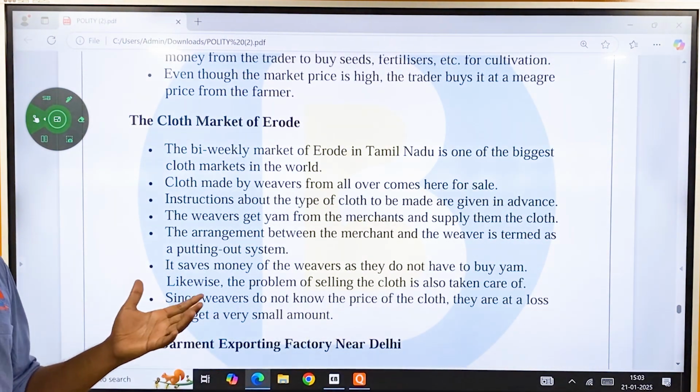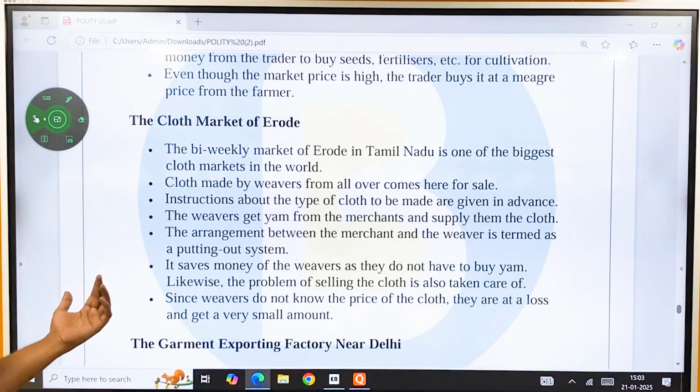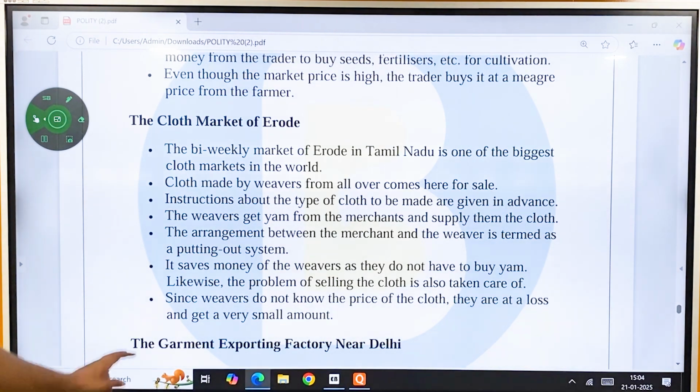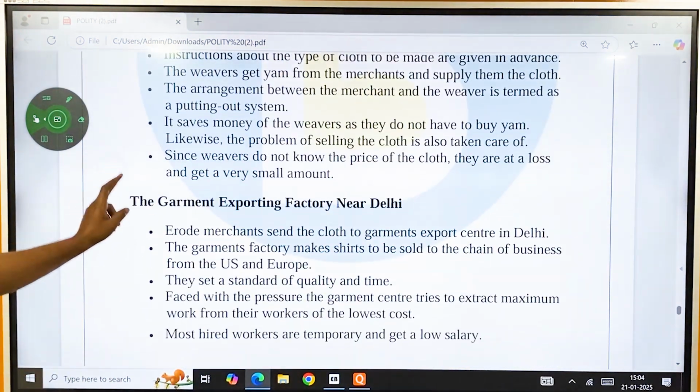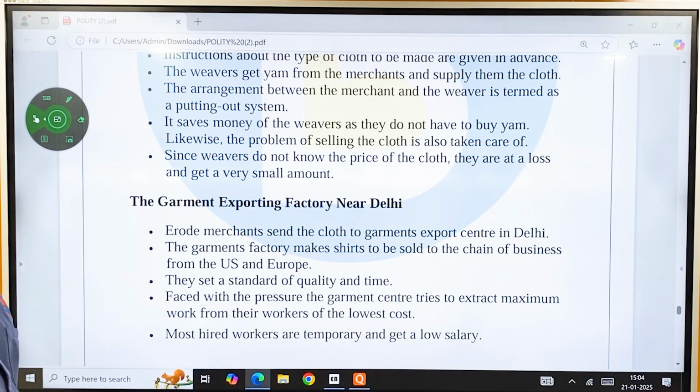The raw material here is yarn or cotton, and the finished product provided by the weavers is cloth. It saves money for the weavers as they do not have to buy yarn. Likewise, the problem of selling the cloth is also taken care of by the merchants. Since weavers do not know the price of the cloth, they are at a loss and get a very small or meager amount. Okay, these merchants are going to buy the cloth at a lower rate and then sell it at a higher cost in the markets.